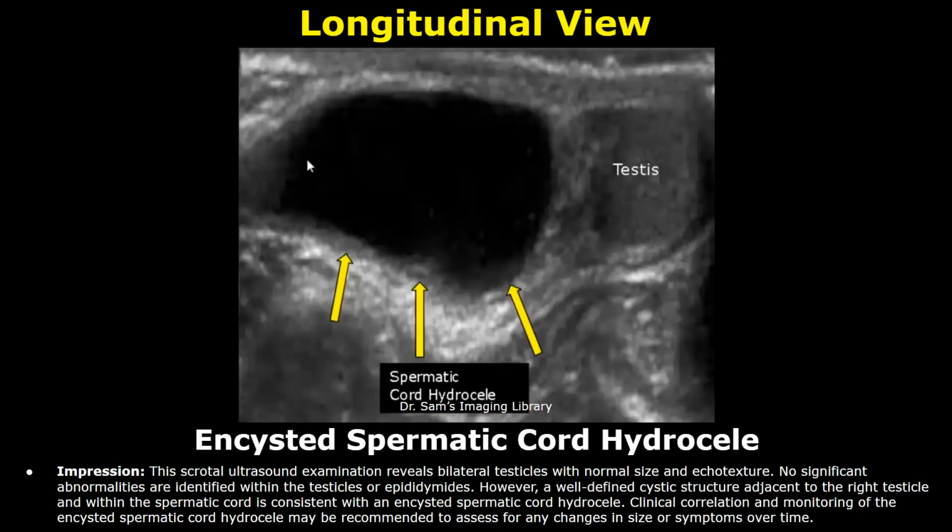This is the impression. A well-defined cystic structure adjacent to the right testicle and within the spermatic cord is consistent with an encysted spermatic cord hydrocele. Clinical correlation and monitoring are recommended to assess for any changes in size or symptoms over time.